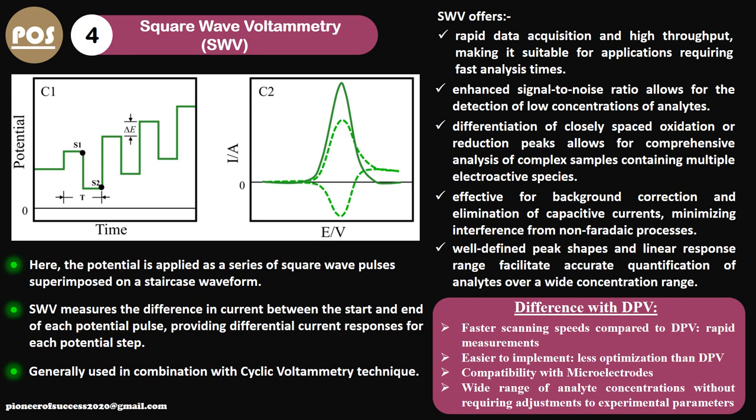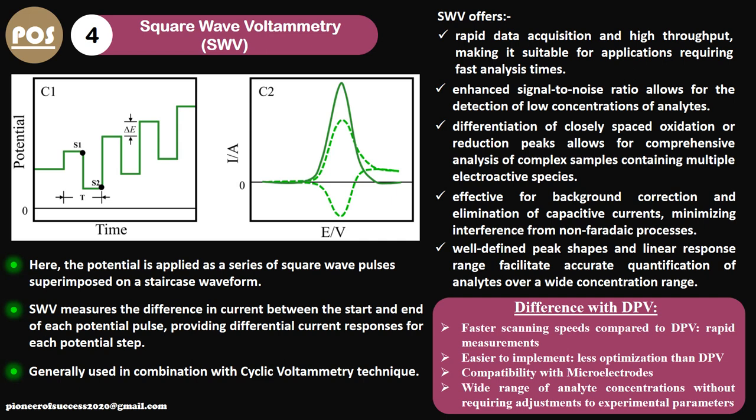And obviously what we are looking at, we are looking at the current response. Any kind of voltammetry you perform, you put certain kind of voltage on the working electrode and you look at the response, and the response is the current response. This is common for any kind of voltammetry. Now a few notable points which talks about what SWV offer. The first point is rapid data acquisition and high throughput, making it suitable for applications requiring fast analysis.